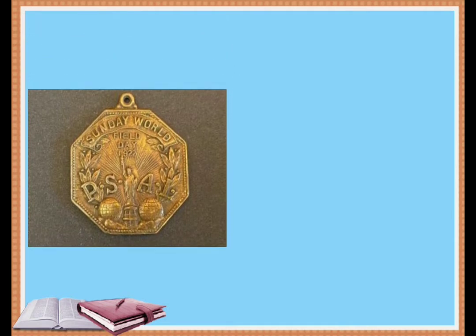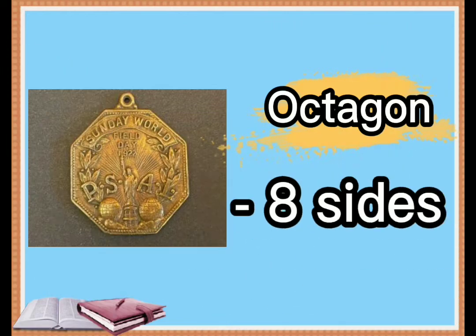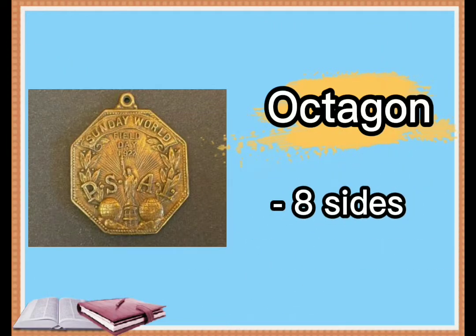We have a medal. This medal has 8 sides and a polygon with 8 sides is called an octagon. Again, an octagon has 8 sides and 8 angles. Here are other examples of octagons.